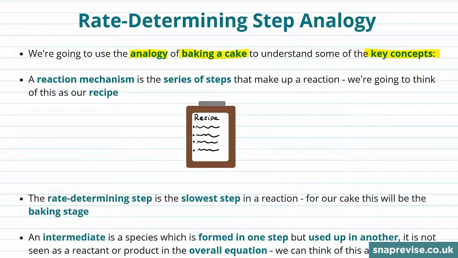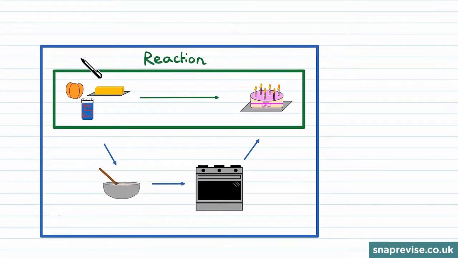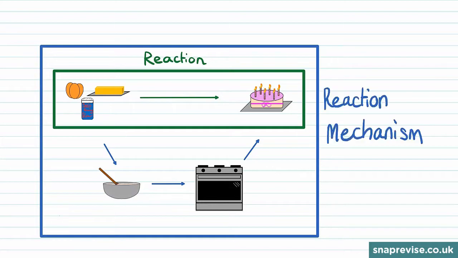The first new term we're going to talk about today is a reaction mechanism. So a reaction mechanism is a series of steps that make up a reaction. We're going to think of these as our recipe. So going back to our diagram, we've got the overall reaction in green, and then the big blue box surrounds the entire reaction mechanism, so our recipe for today. You start off with the ingredients, you'd mix them into some sort of cake mix, you'd then bake them in an oven, and then you would form the cake. So all of that process is our recipe, which is equivalent to our reaction mechanism.